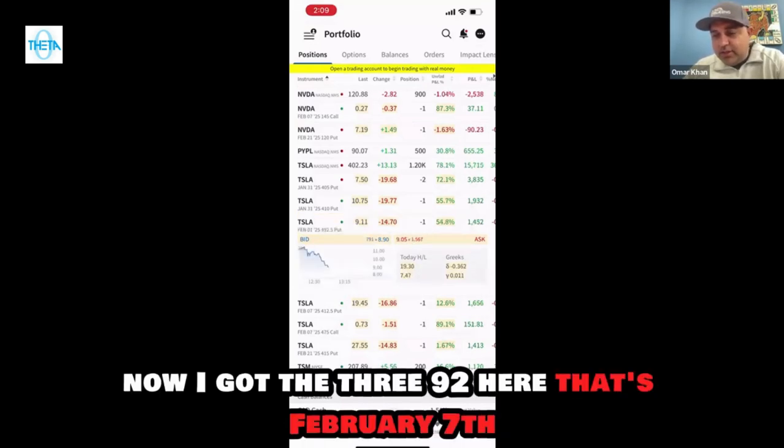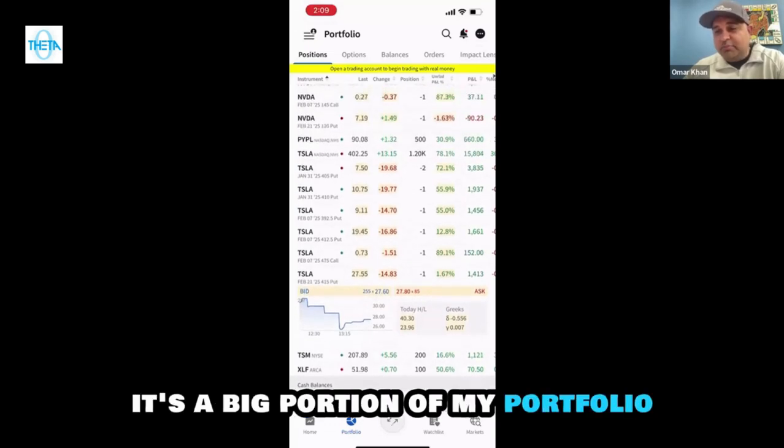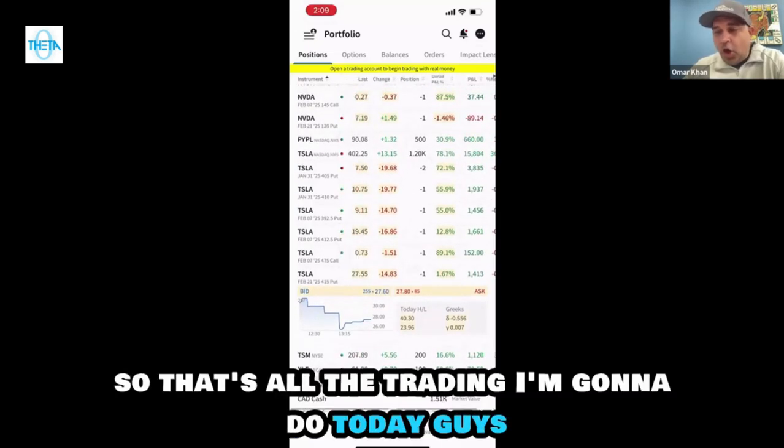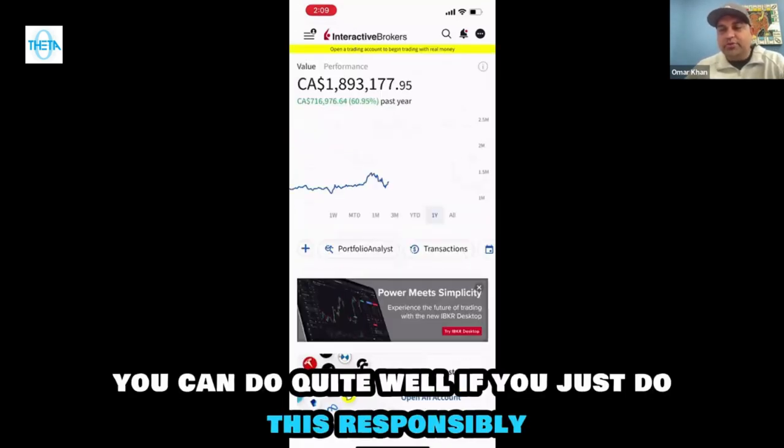And I got the 392 here. That's February 7th, 412s, 415s. I have a lot of Tesla puts. It's a big portion of my portfolio. So that's all the trading I'm going to do today, guys. But see how you can do quite well if you just do this responsibly.